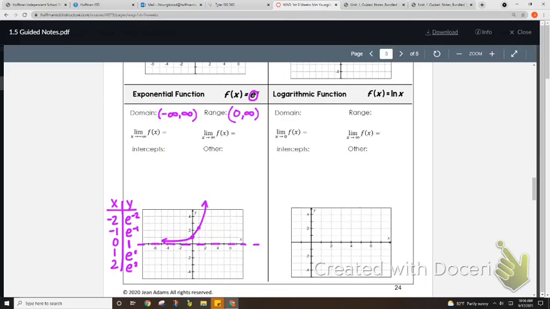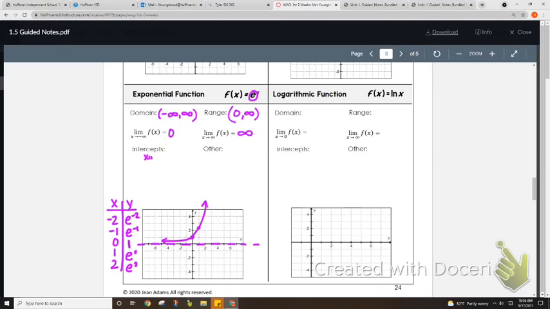All right, the limit as x goes towards negative infinity. So as we're going to the left, that graph is going to go towards that horizontal asymptote. It's not going to cross it, but it's going to get super duper close to it. So the limit as x goes to negative infinity of f of x is 0. Then the limit as x goes towards positive infinity, well, as we go to the right, we can see that we just keep going up and up and up, and we keep going up till we get to positive infinity.